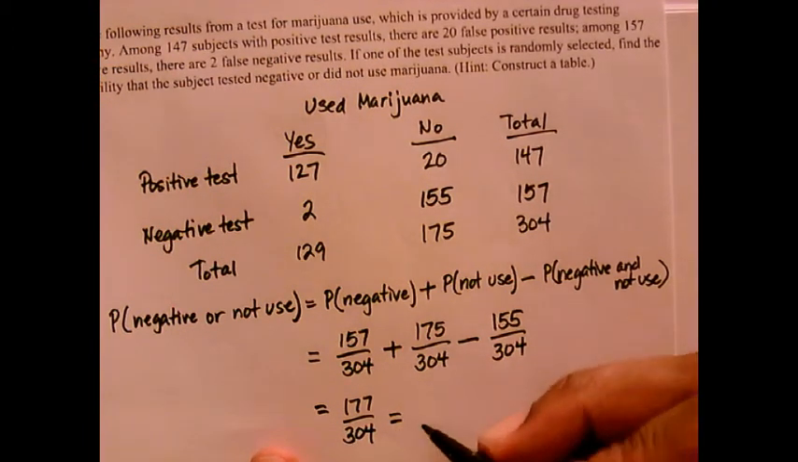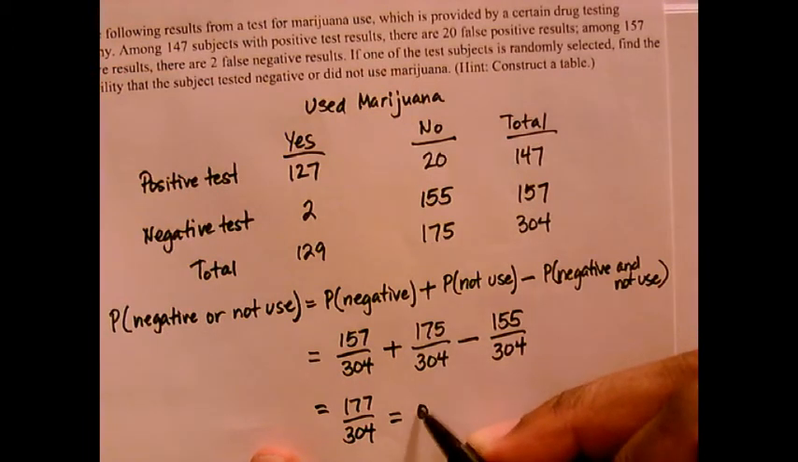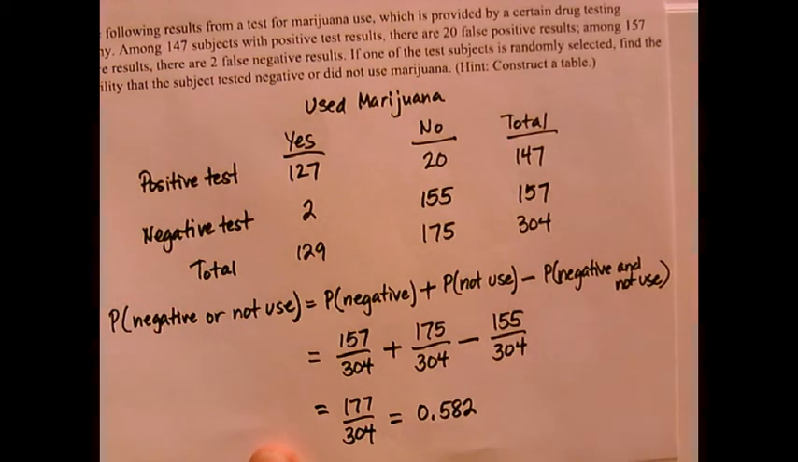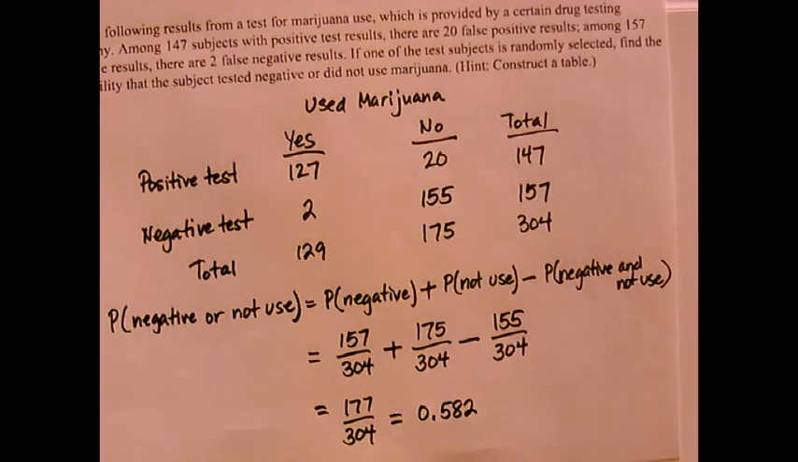And as a decimal, 177 divided by 304 will be 0.582. So in this case here, the probability of a randomly selected test subject who tested negative or did not use marijuana would be 0.582. Okay, so this is how we apply the formal addition rule to these types of real-life problems. And that will complete this particular video on the addition rule.